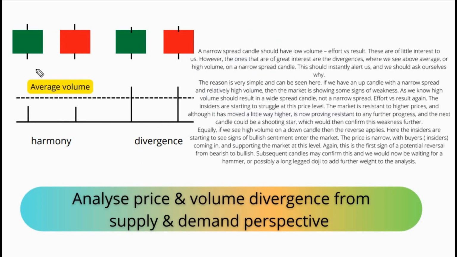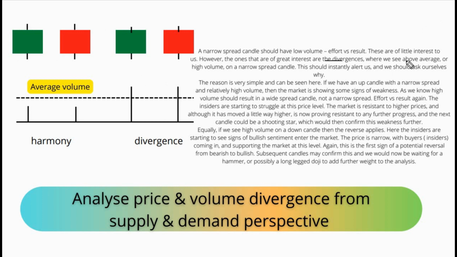See here, narrow spread, low volume; narrow spread, high volume. So there is a divergence. A narrow spread candle should have low volume, obviously, because of effort versus result. If the volume activity is this and the spread is narrow, it is indicating that fewer shares have been exchanged between the buyers and the sellers, and also the price movement is very low.